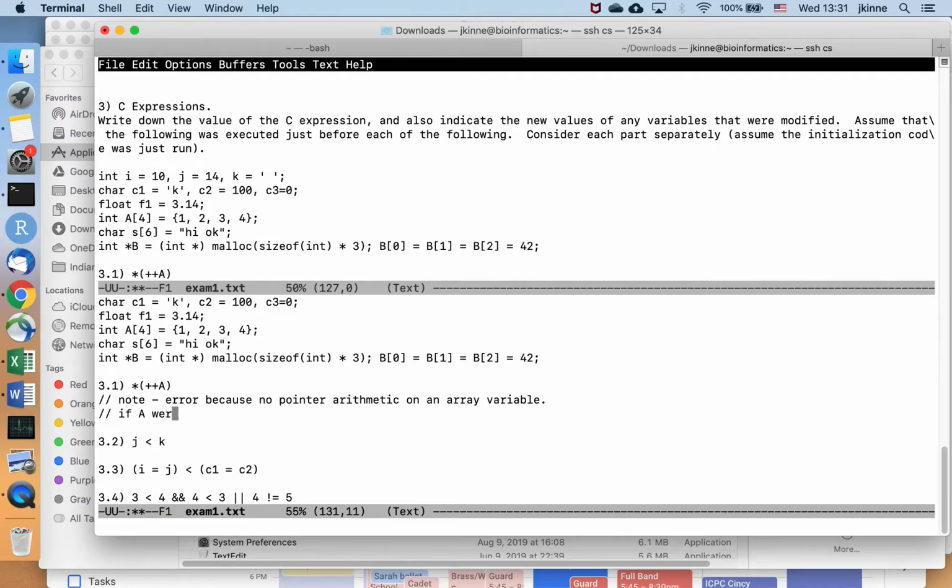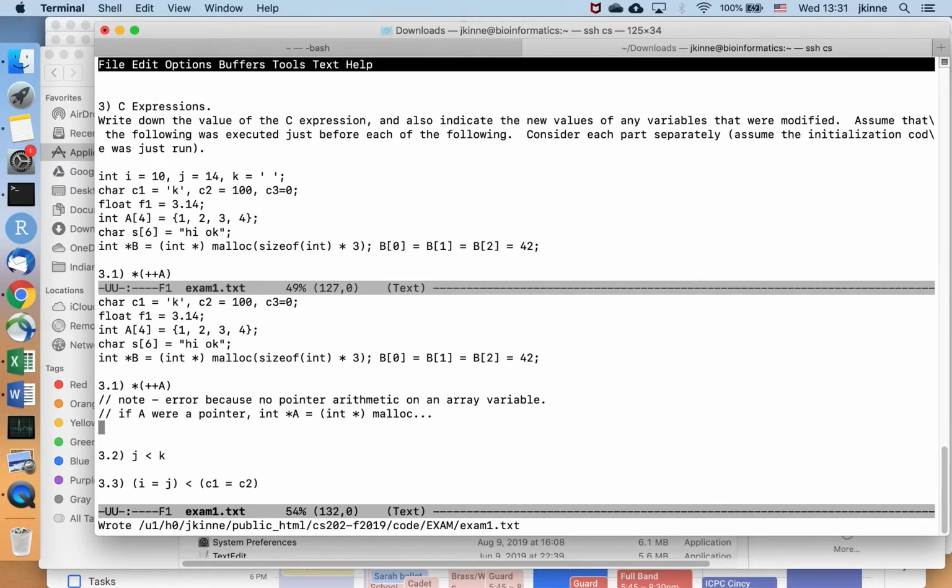So if A were a pointer, int star A equals int star malloc, and so on. Okay, so let's show what would happen in that case. Then plus A would move to the second spot in the array, which has a 2. So you'd have a value of 2, and A would change to point to the second location. If you said error, then that was right as well.